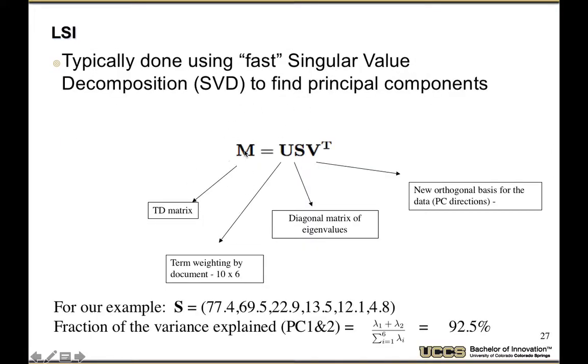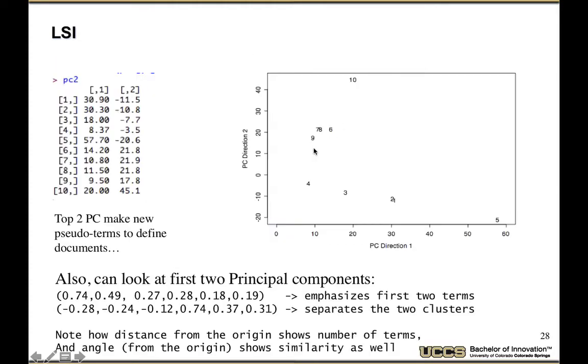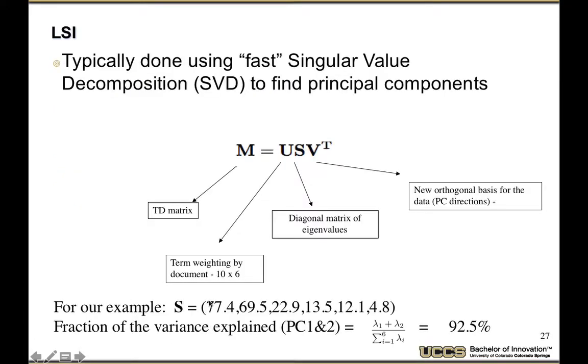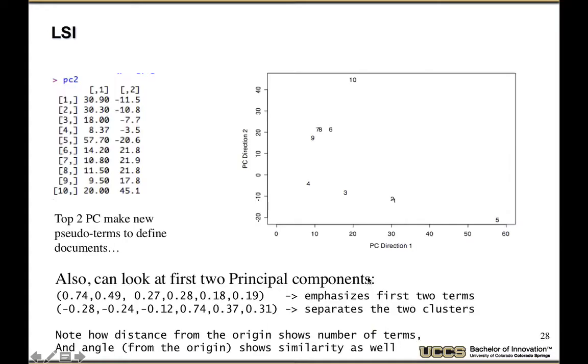So we take our term document matrix, we're going to do the SVD, and in this case we started off with something that was 10 by 6. Our term document will be 10 by 6, our eigenvalue matrix, and then our basis for the null space and the row space. So for our example, the matrix I showed earlier, you actually get a set of singular values. You'll see the first one's 77, 69, 22, 13, 12, and 4. The first couple are very big, and then they drop off very fast. And in fact, the fractional variance explained by just the first two principal components is 92%. So 92% of the information is carried in two principal components. We don't really get that much out of the rest.